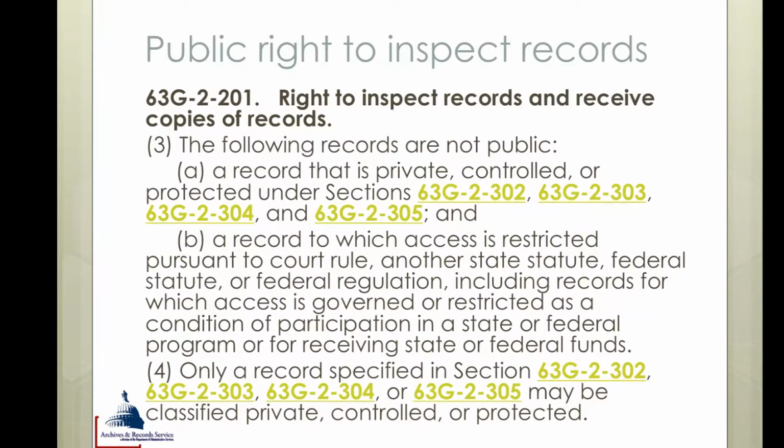Point 2 says that a record is public unless otherwise expressly provided by statute. So that means that for every record, unless there's a specific reason in the law to restrict access, you have to say that it's a public record. And number 3 says the following records are not public: a record that is private, controlled, or protected, and a record to which access is restricted pursuant to a court rule, another state statute, federal regulation, and so on. And then only the records specified in GRAMA are classified as private, controlled, or protected.